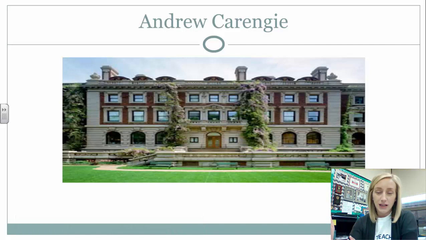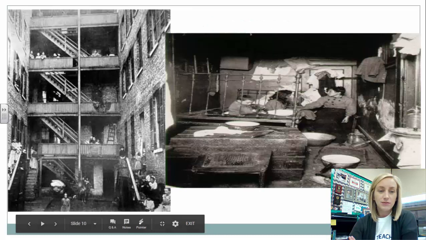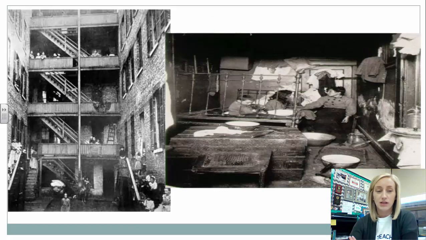So all this money, like I said, leads to this huge disparity in their living conditions. So this is Andrew Carnegie's summer home. And this is oftentimes where we saw the factory workers living, in these tenement buildings that had no windows most of the time, one room apartments essentially for 6+ people living in it.